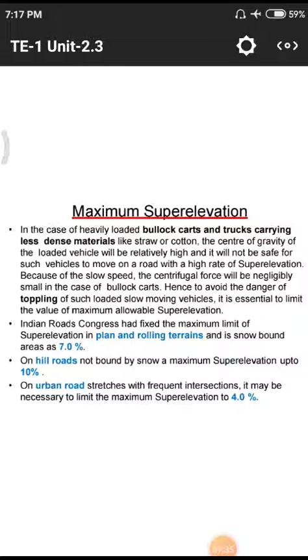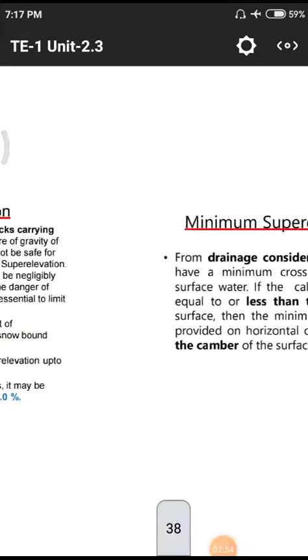The maximum super elevation in rolling terrains is 7%. On hilly roads we have a super elevation up to a limit of 10%, but in the case of urban roads and other conditions we have a maximum super elevation of 4%. These are the major principles regarding the maximum super elevation.